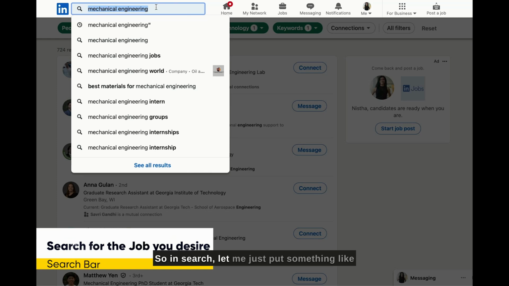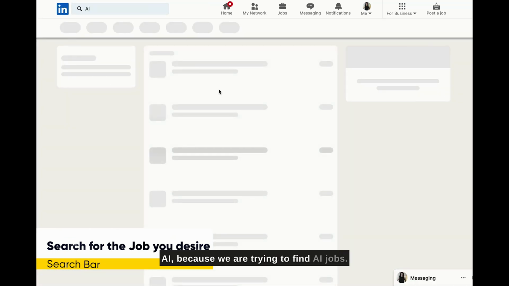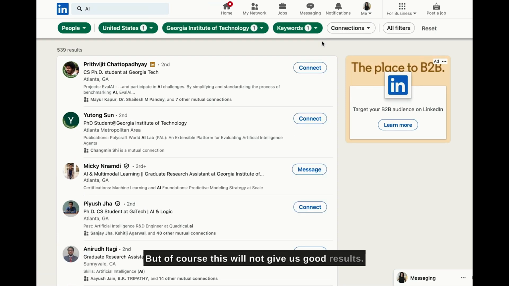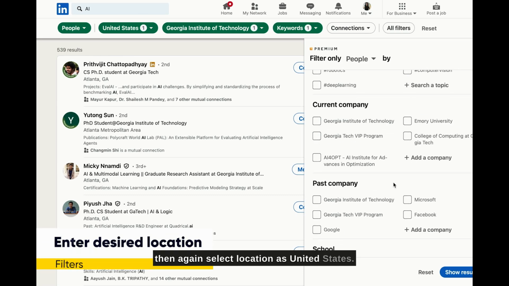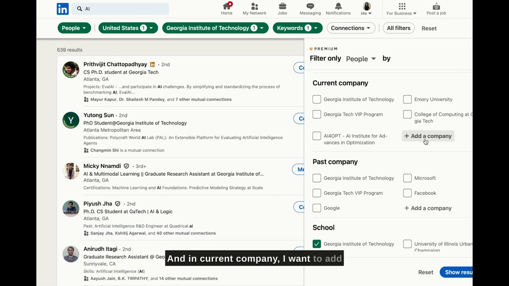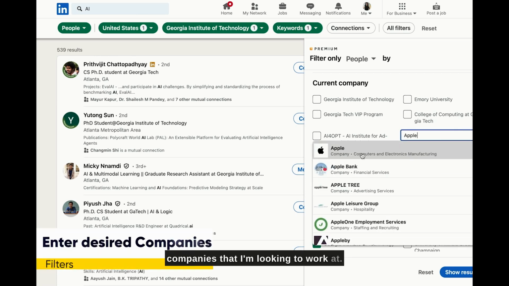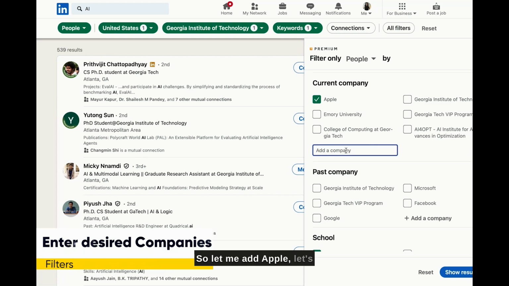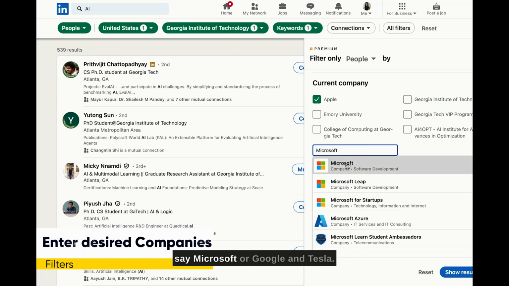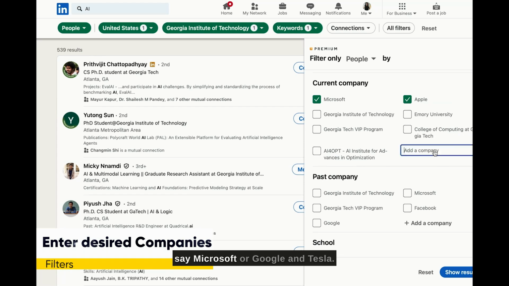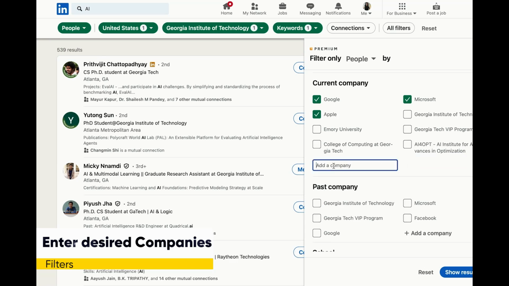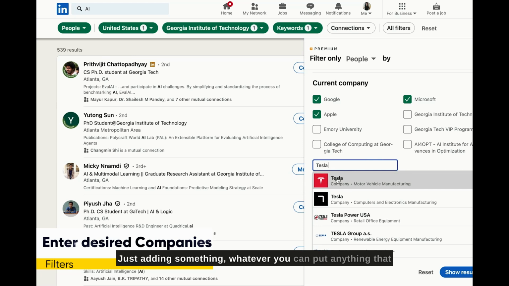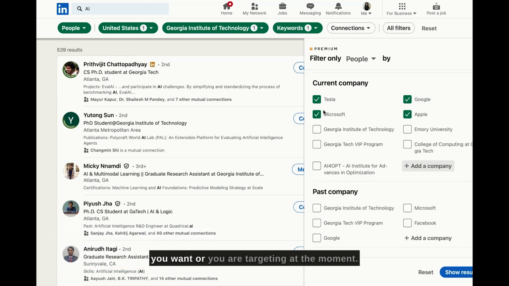So in search, let me just put something like AI, because we are trying to find AI jobs. But of course, this will not give us good results. We want to go to all filters and then again select location as United States. And in current company, I want to add companies that I'm looking to work at. So let me add Apple, let's say Microsoft, Google, and Tesla. Just adding something, you can put anything that you are targeting at the moment. So these are my companies.